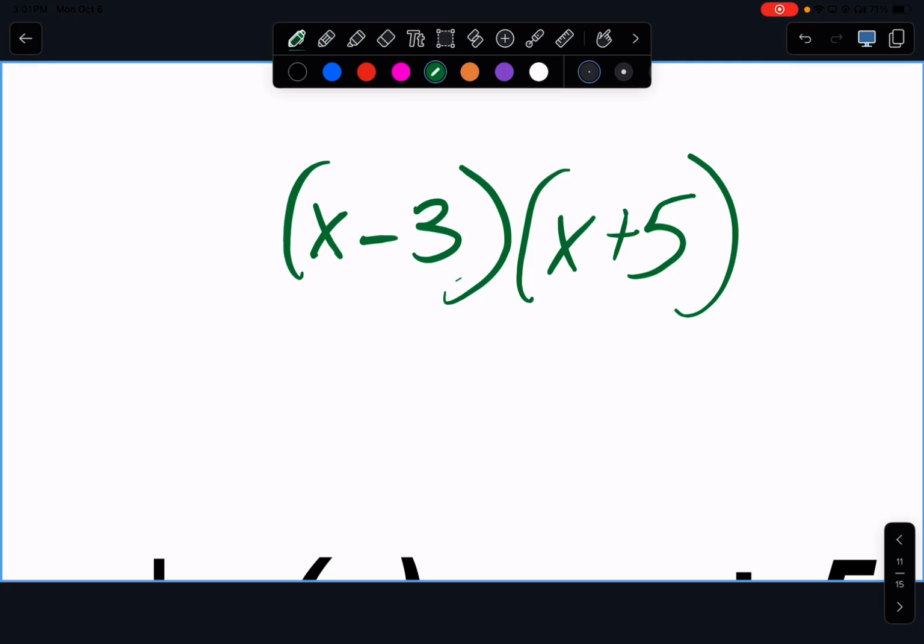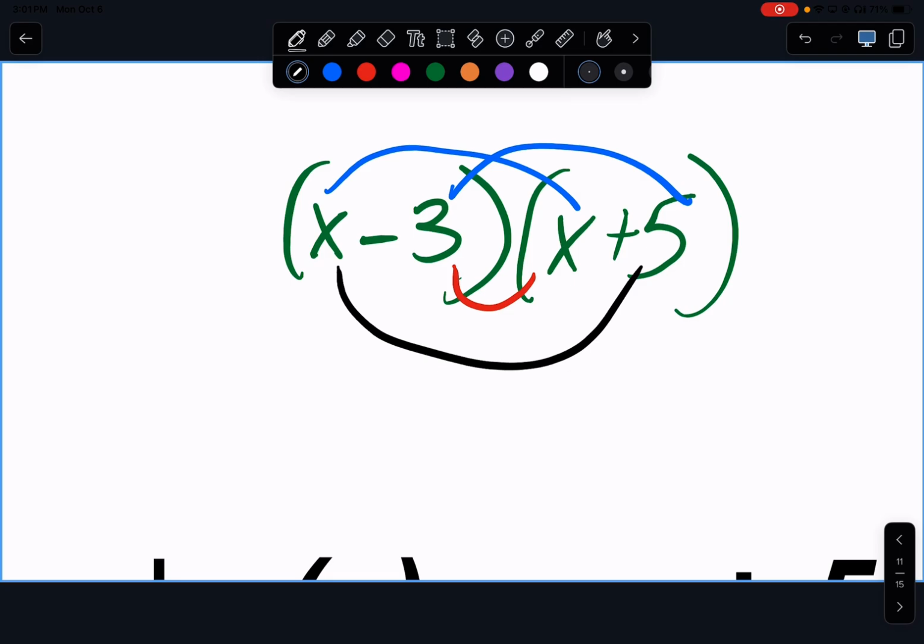Do like the Good, yeah. The FOIL method, okay? The rainbows, whatever you want to call it. You would go like this, all right? Boom, boom, boom, boom. Okay, that's how we would do that, right? Well, when we do that, we would end up with x squared minus 3x plus 5x minus 15.